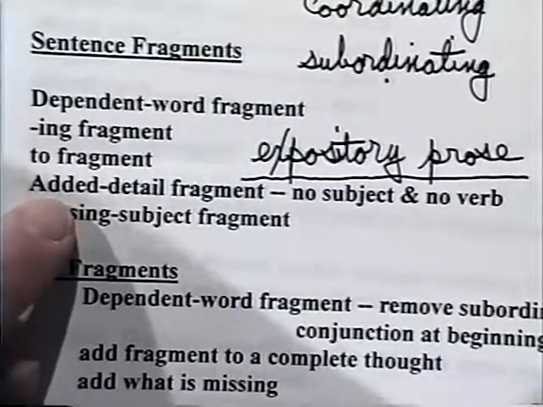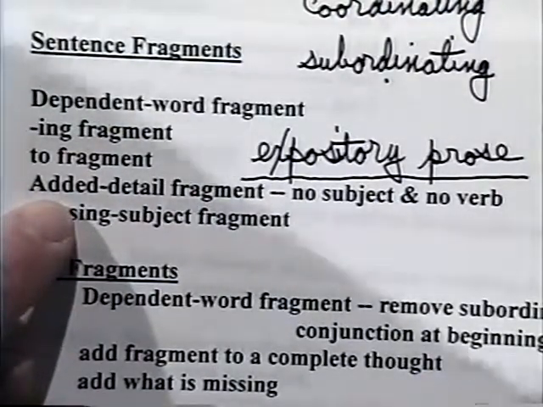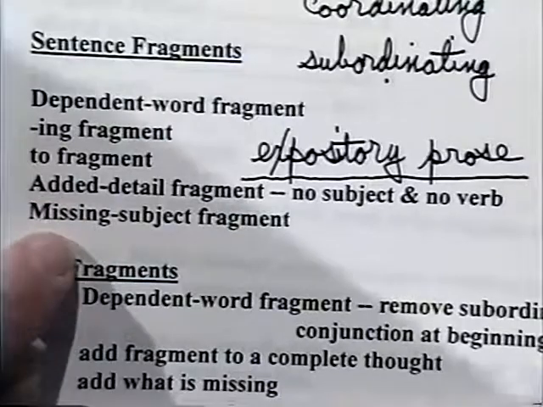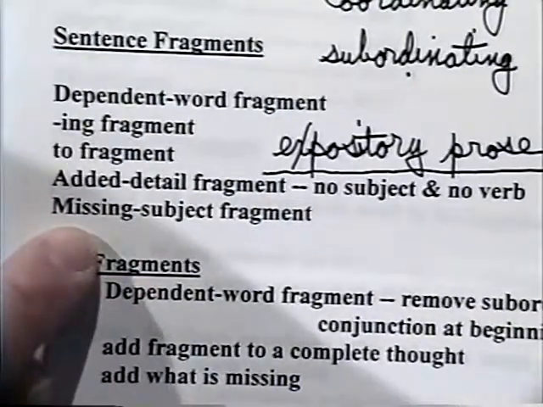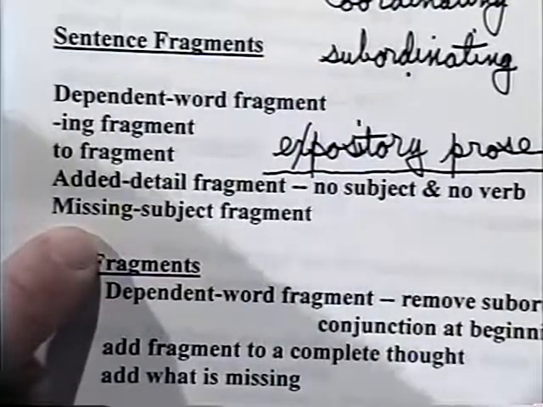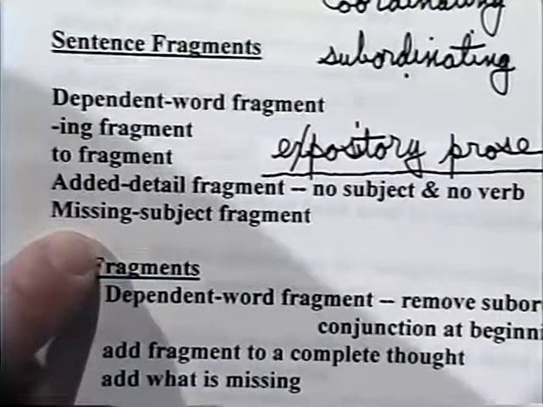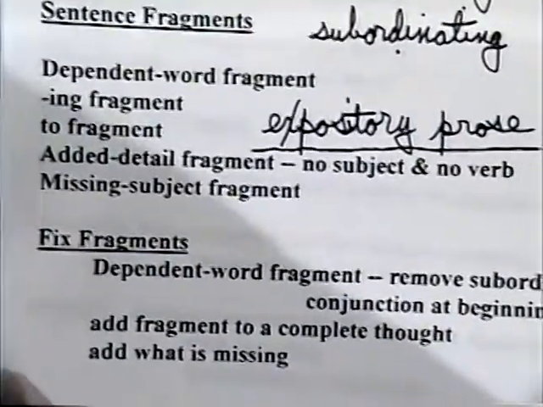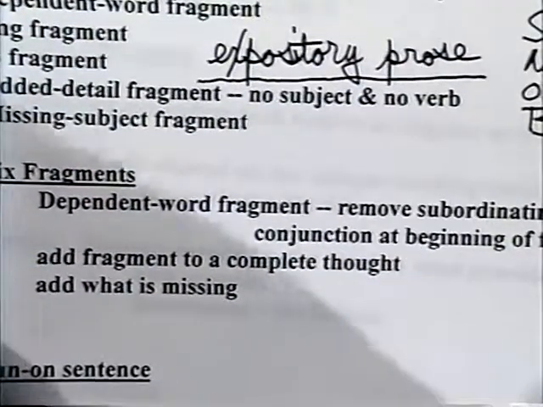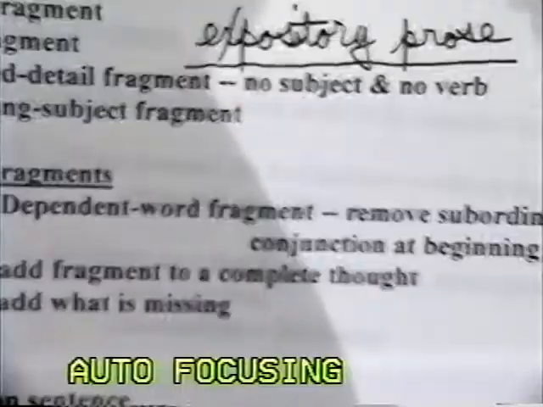Then we talked about fragments we call added detail fragments, meaning we have a group of words, but there's no subject and there's no main verb. And our last type of fragment we discussed was the missing subject fragment, where the title actually says what the situation is. We have a group of words, we have a verb, but there's no subject. Now, we said there are mainly 2 ways to fix every kind of fragment.